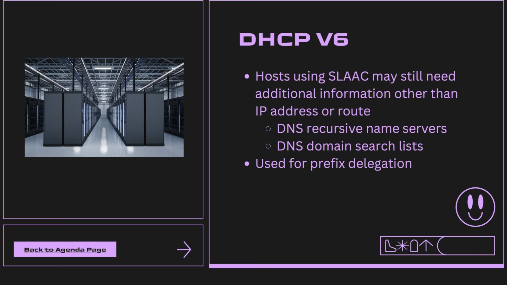So like I said, you can have a SLAAC address, and the hosts themselves can auto-configure a routable address for themselves, but they might still need additional information other than the IP address or route. So DHCP, even with IPv4, offers a lot of information aside from just assigning an address to a host. So here, in this case, for IPv6, you might need a DNS recursive name server or a DNS domain search list. And it can be used for prefix delegation, those prefixes that are provided by the ISP that are meant to be incorporated into this address to make it routable.